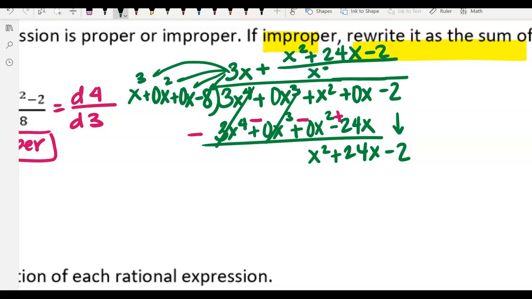X to the third minus 8. And that is your final answer. If it's improper, rewrite it as a polynomial. In this case, this polynomial only has one term, which is a monomial. And then a proper. Is this now a proper fraction?